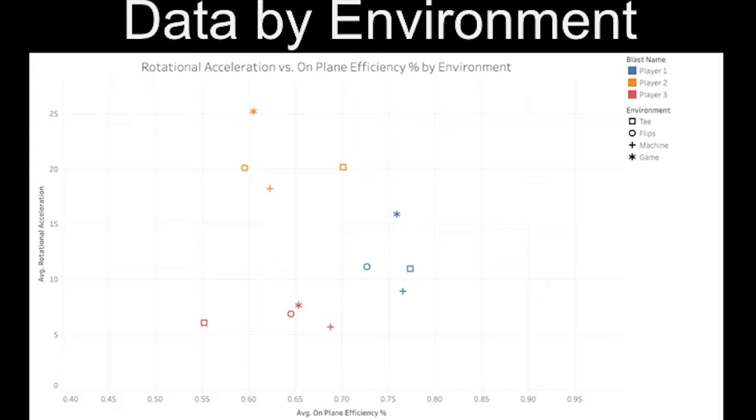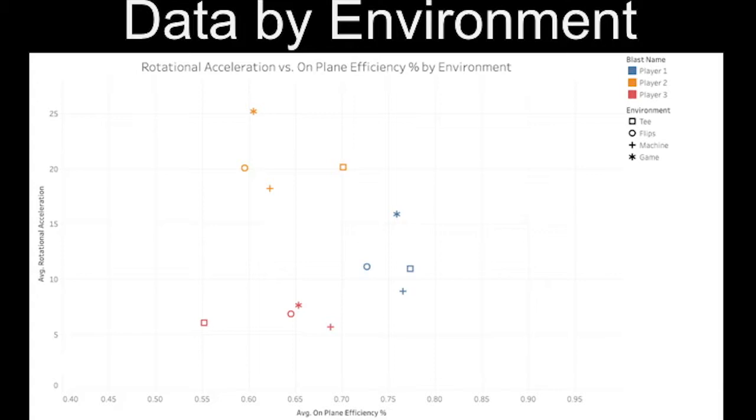So the square is tee work, the circles are flips, the plus signs are velo machines in a cage, and the stars are in-game data. For my player in the red, I'm able to see that some of his highest plane efficiency came off of the velo machine and in-game. That's probably a good sign that my player is rising to the occasion, taking a tougher environment, and rotating better when he's facing live arms.